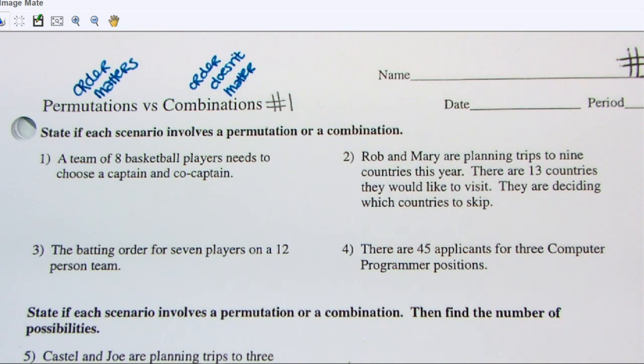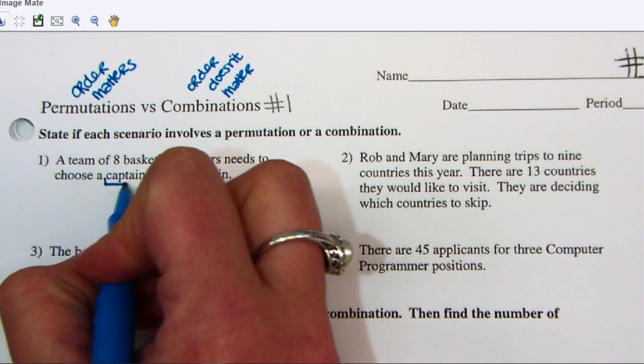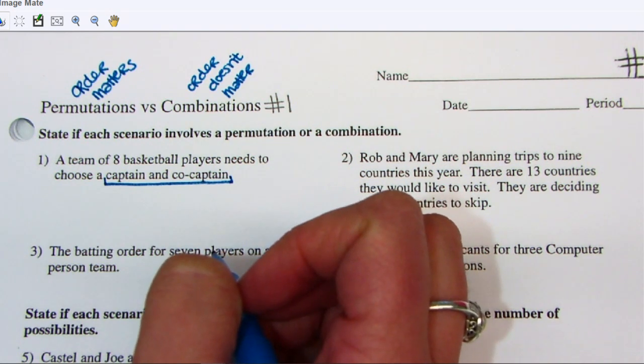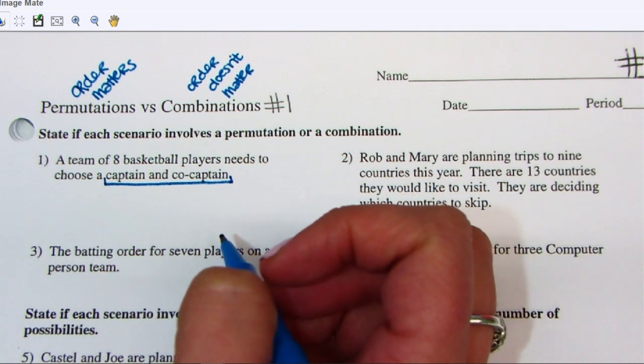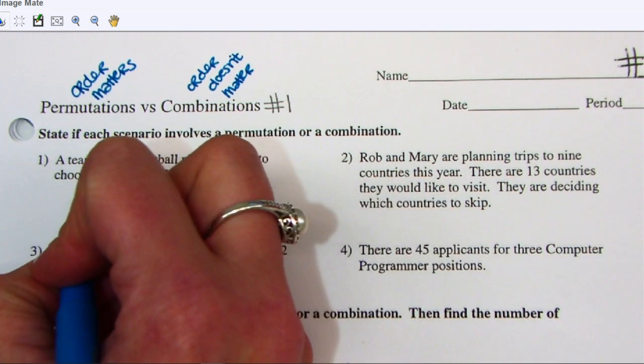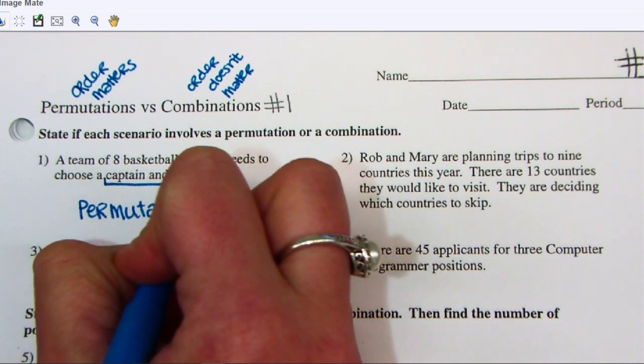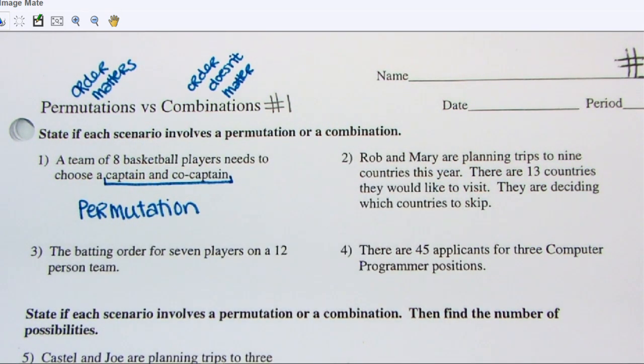Number 1, it says a team of 8 basketball players needs to choose a captain and a co-captain. Well, captain and co-captain are two different things. Like you're the captain and then you're the assistant captain. When you're working through these problems, captain and co-captain, that is a position. So this is going to be a permutation because I am dealing with positions like offices. Captain and co-captain, those are two different things. And if I'm the captain, I don't want to be called the co-captain. I want to be the captain.